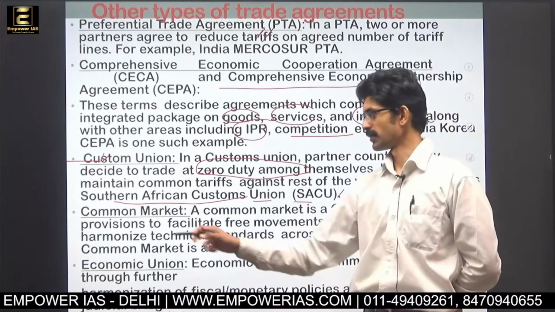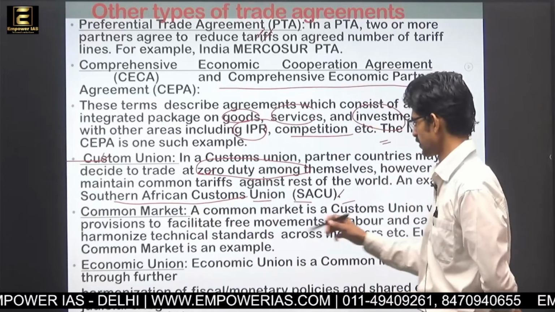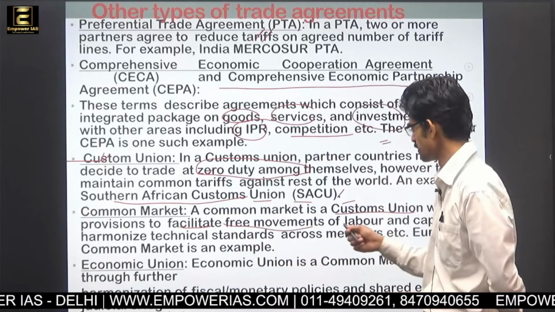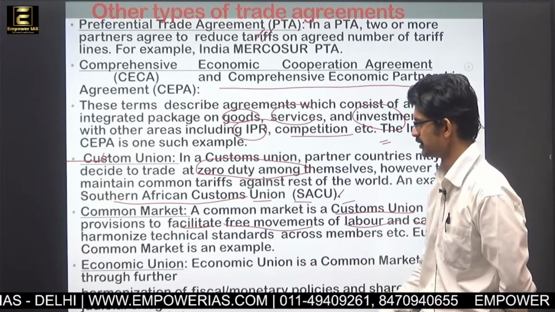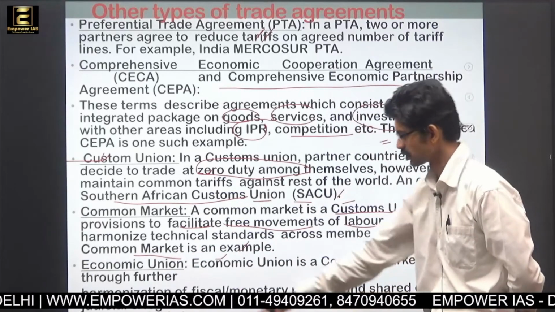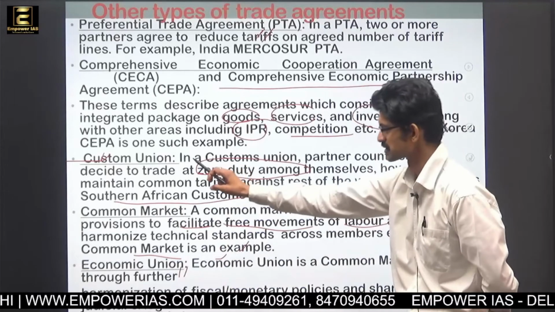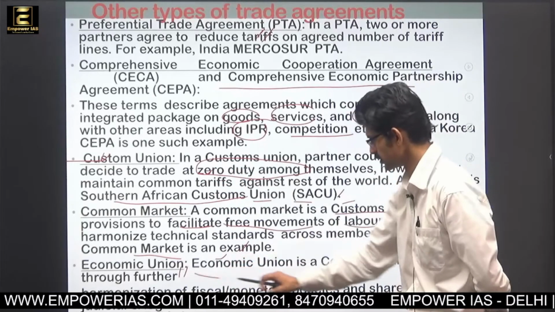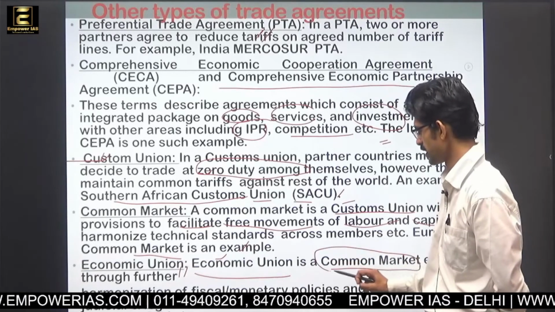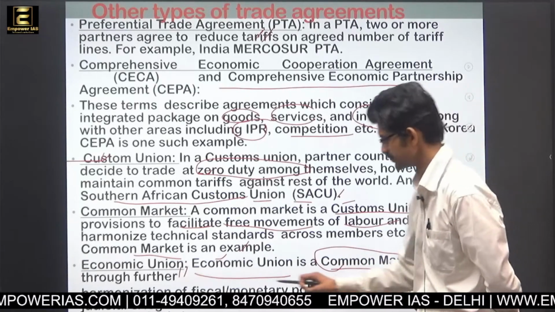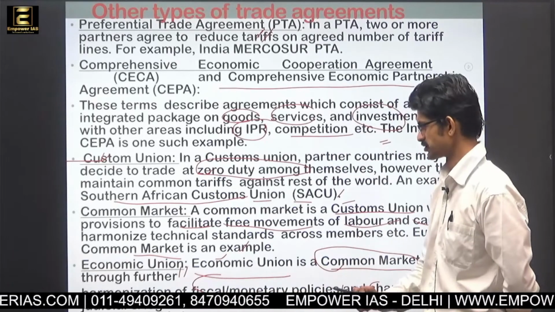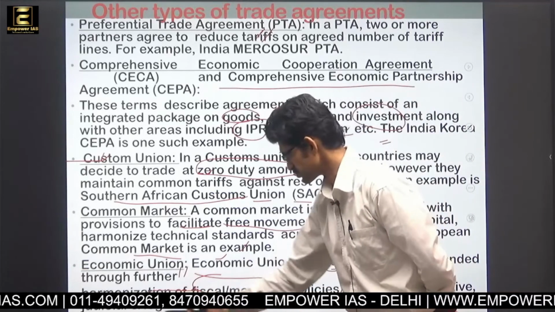Now, what is a common market? A common market is a market having a customs union with provisions to facilitate free movement of labor and capital. Then it is a common market, having the same example. Now, what is an economic union? We see there is a customs union, and what is an economic union? So an economic union is a common market extended to various countries having the same fiscal and monetary policies and shared executive, legislative and judicial institutions.